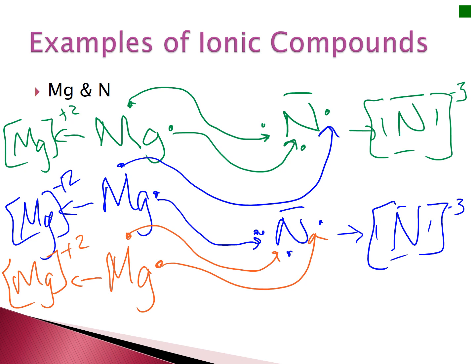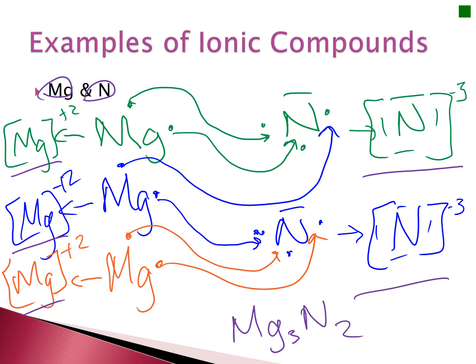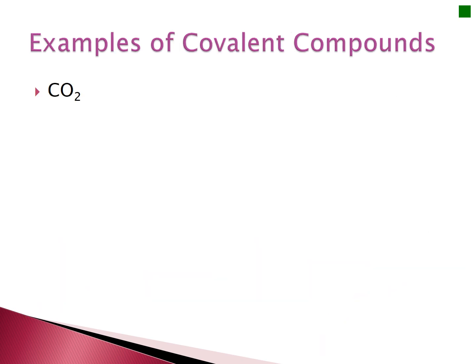And so now what we're going to do is we're going to write the formula. So whenever Mg combines with N, it combines with 1, 2, 3 Mgs. So it's Mg subscript 3. And then N, we have 2. So N subscript 2. So what happens with covalent compounds?